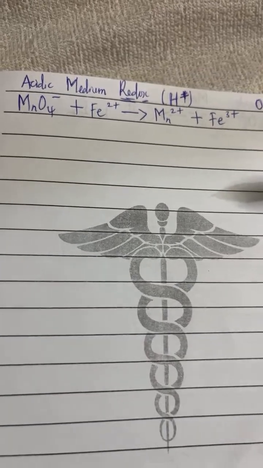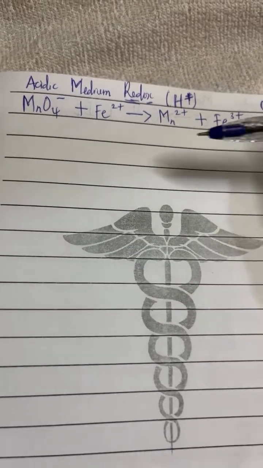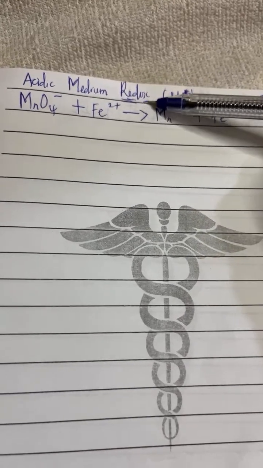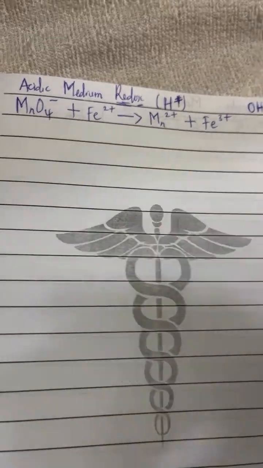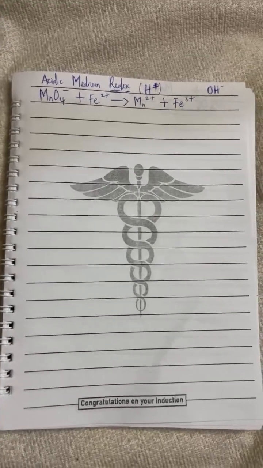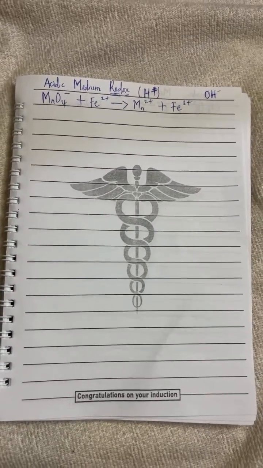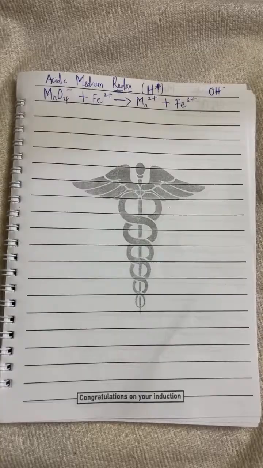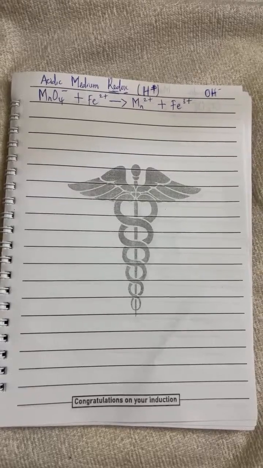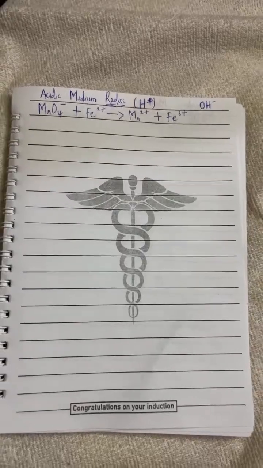In a redox reaction, both reduction and oxidation occur together. That is why it is called a redox, because reduction and oxidation are happening together in the reaction. So one entity will be undergoing oxidation and the other entity will be undergoing reduction.